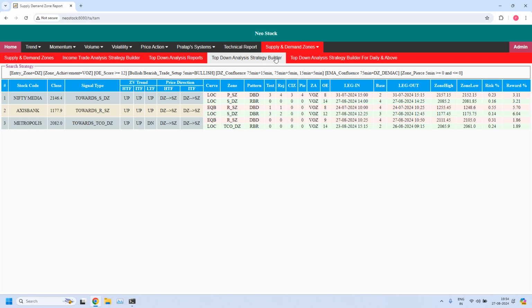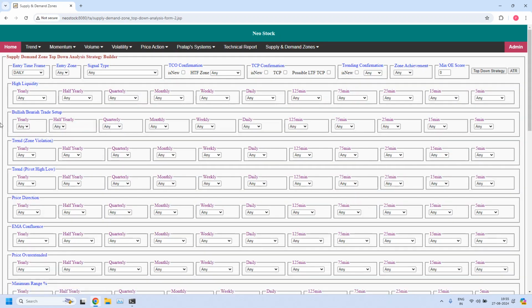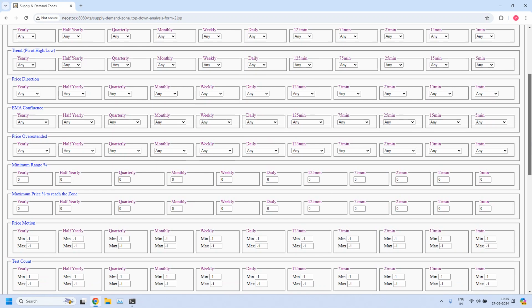And in the next report, bearish trade setup for hourly income trade. For hourly income trade, entry time frame is 5 minutes. Entry zone is supply zone for bearish trade setup. At 5 minutes, I am selecting bearish. The 5 minute supply zone should not be pierced.